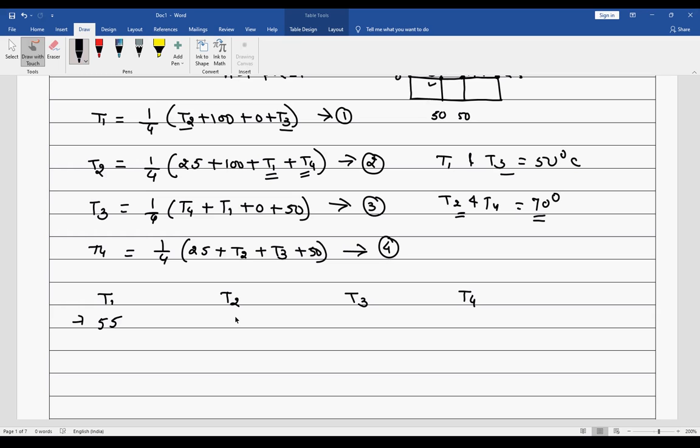Yeah, so everybody is getting 62.5. Great. Now T3, so T4 is 70 degrees Celsius, T1 is 55 degrees Celsius. So get me the value of T3.